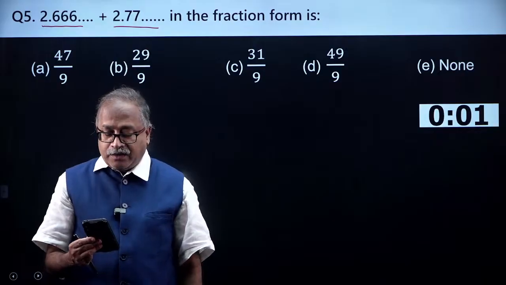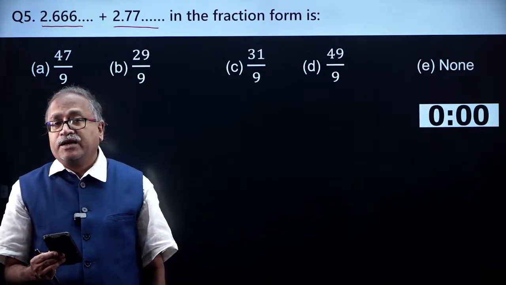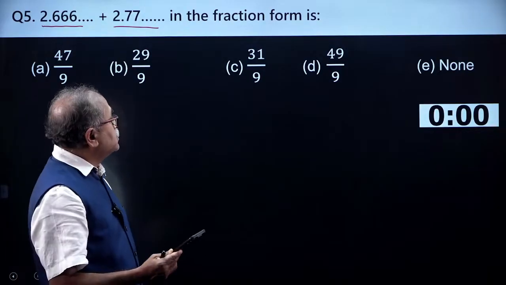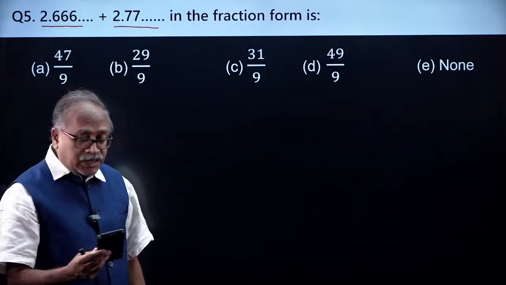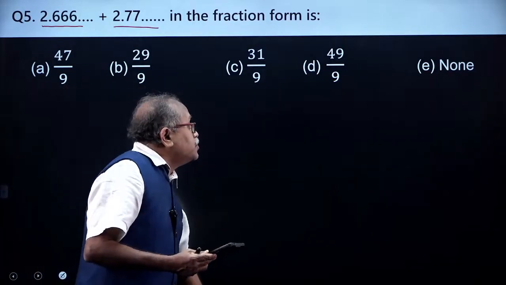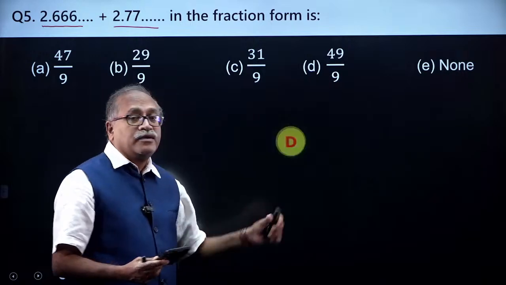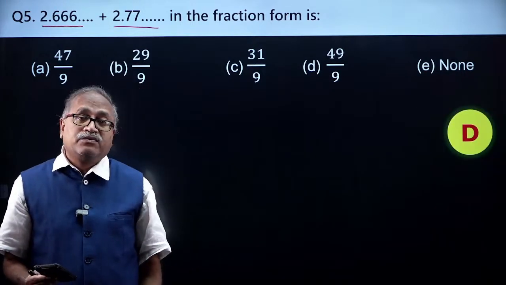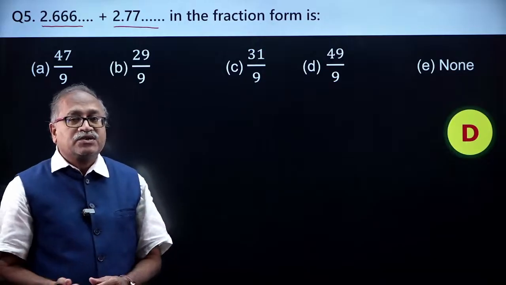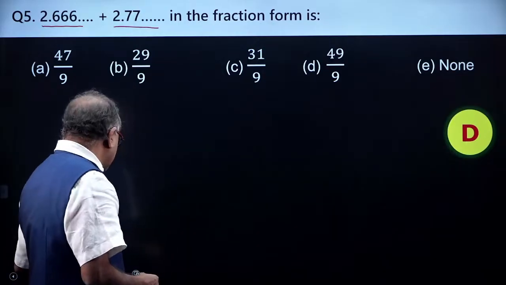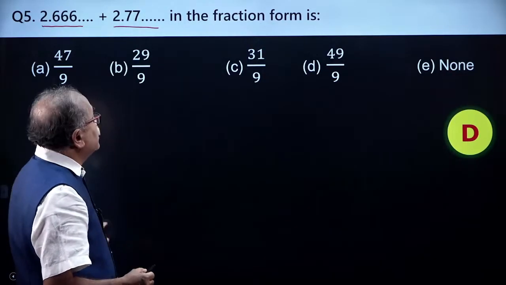Go ahead. Aman has answered 49 by 9. What Aman is saying? 49 by 9. Option choice D. As the time is up, let me check whether option choice D is correct or not. Yes, Aman is equally good in the number series. Once I will also check the geometry and trigonometry, which is useful for SSC and RRB exam.